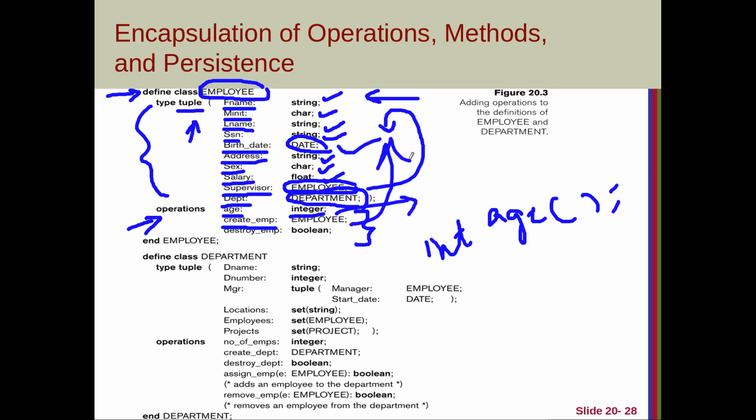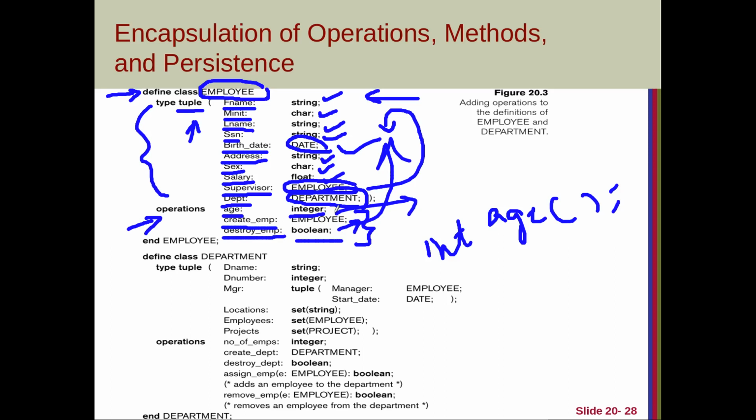For creating an employee, we'll be having a function or operation called create underscore emp, which will return an employee type value, following all these structures. Create employee is returning an object of type employee. Age is returning an integer value only, but create emp is returning an object of type employee. Then we have another operation called destroy underscore emp, which will return a boolean yes or no value. That is, destroy employee is used to remove the employee from the database. After the destruction, it will return a boolean value yes or no.